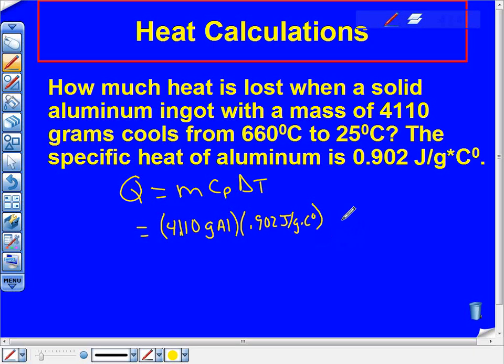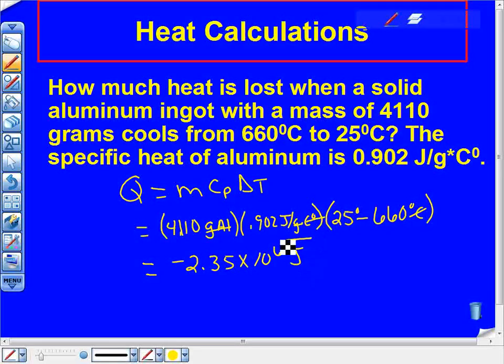And then the change in temperature, it's always the final, which would be 25, minus the initial, which is 660, which is a difference of negative 635. So if you want to just replace that with negative 635, that would work. You simply multiply, and then we're going to round for sig digs. You get a negative 2.35 times 10 to the 6th power. And you can see grams will cancel, and Celsius will cancel, and that will leave you with joules.